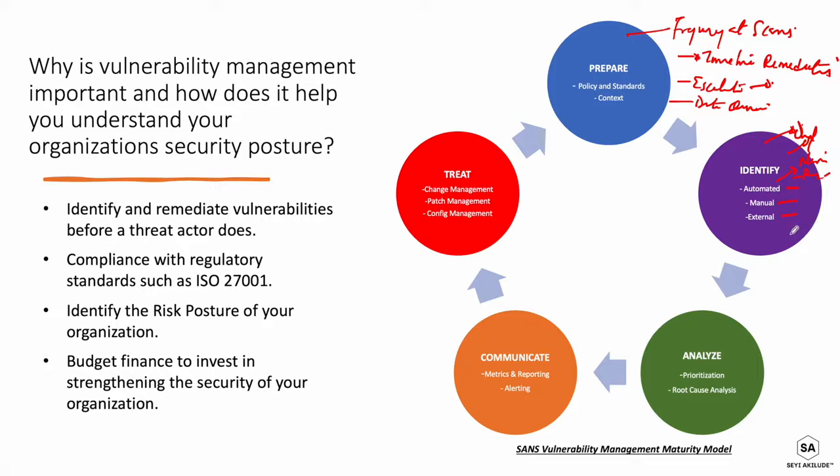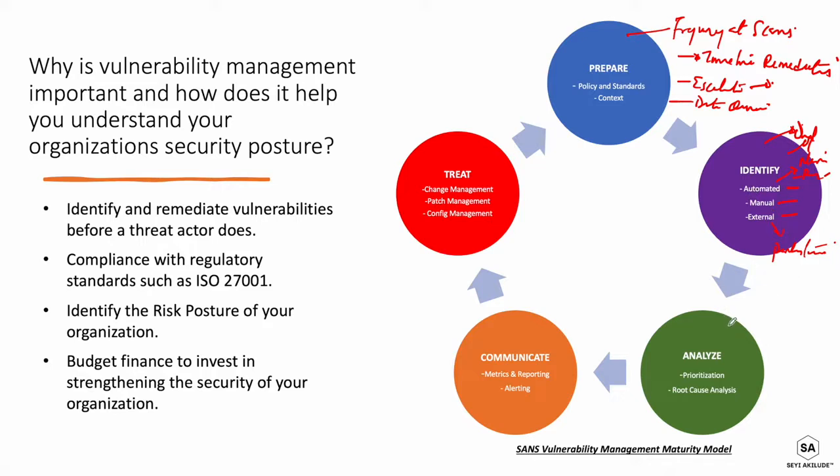And external means this is where we bring in penetration testers to help us identify vulnerabilities in our environments. Penetration testers do it at different testing levels. It could be white box testing, black box testing, or gray box testing, depending on the type of test being done. It helps us see how we are exposed to attack from an external perspective. So those are the 3 methods by which we can identify vulnerabilities based on the SANS approach.